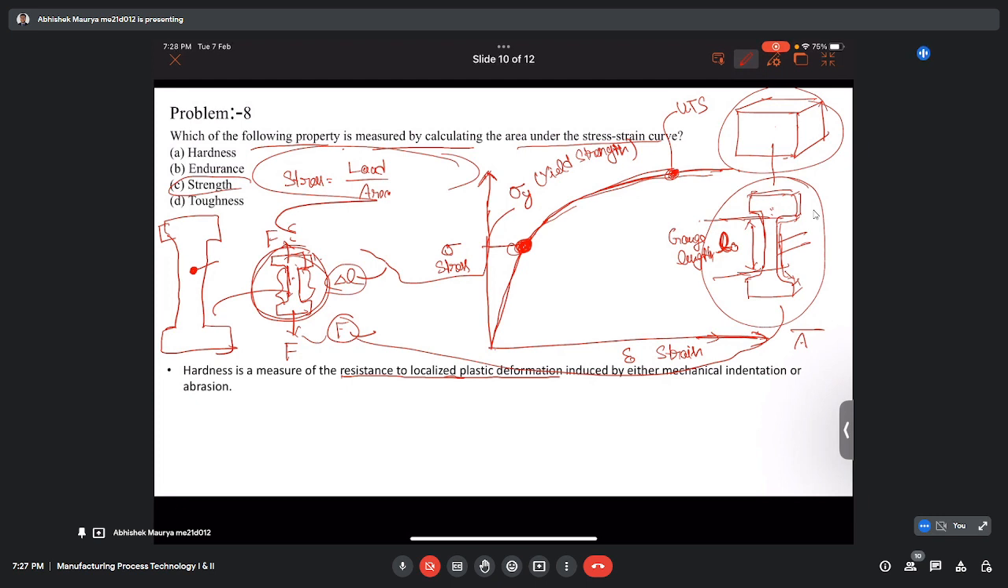So next one is the endurance. Endurance is the term which is used during the cyclic loading of the material. Any material has a fatigue life. Fatigue life means it can survive a certain number of cycles for a given value of the load. Okay, let me try to show. I will erase other things.